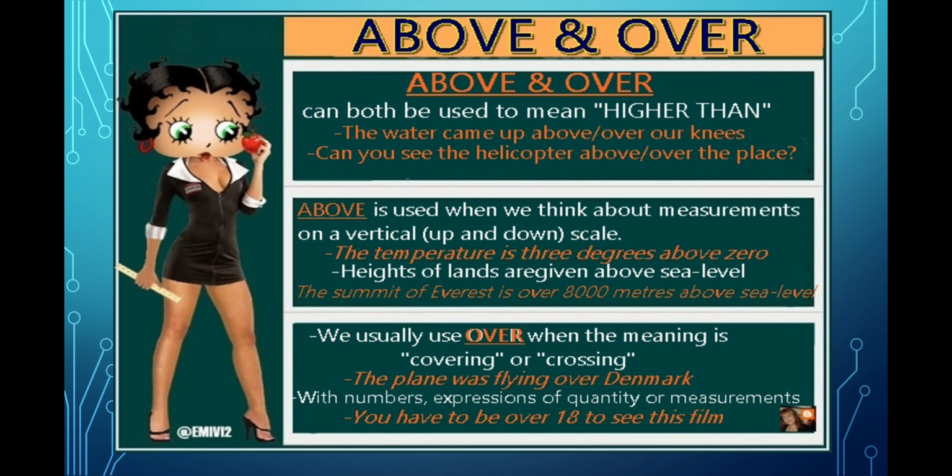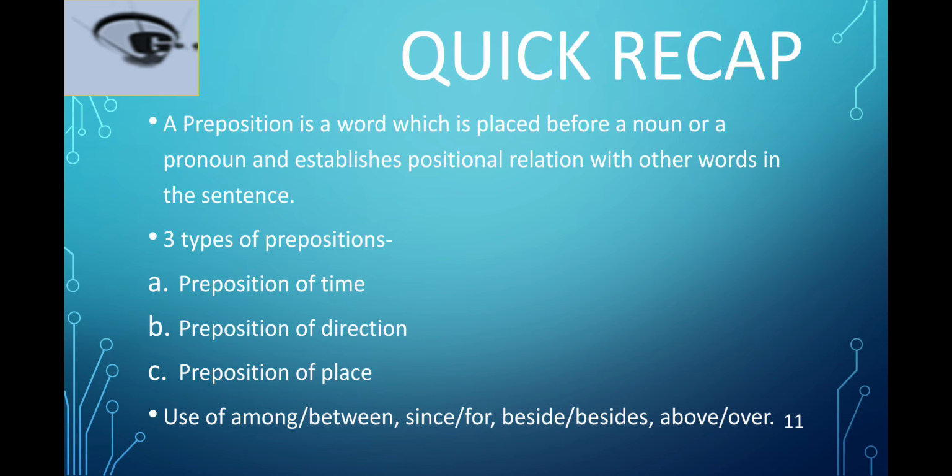Whereas we usually use over when the meaning is covering or crossing. The plane was flying over Denmark. We also use over with numbers, expressions of quantity, or measurements. Like you have to be over 18 to see this film. I hope the concept of prepositions is clear to you.